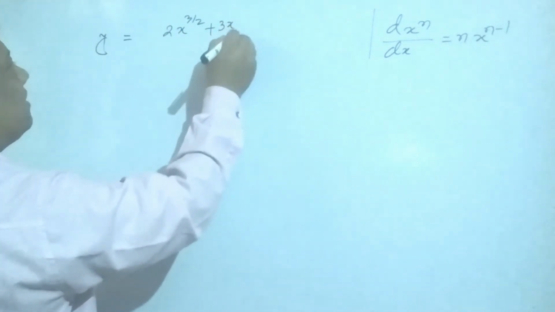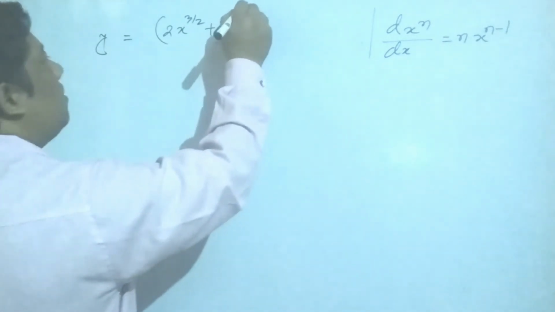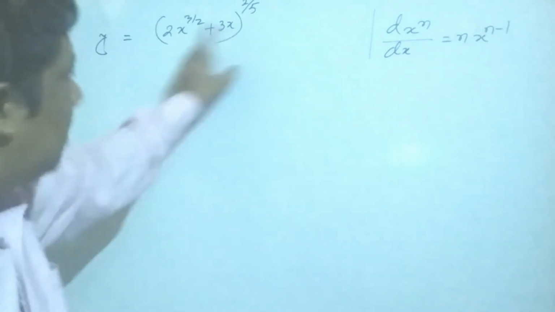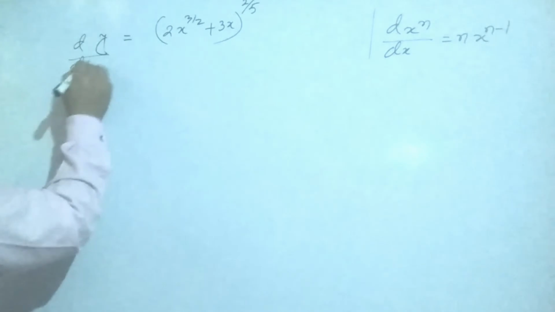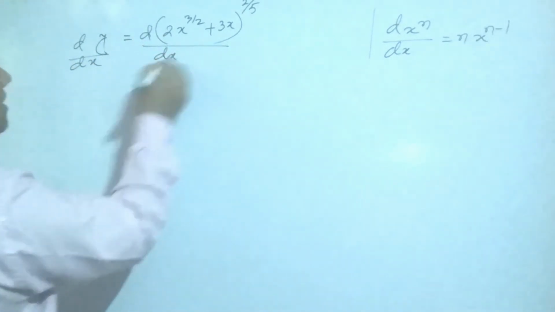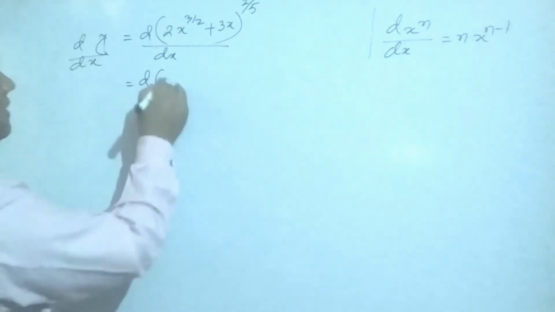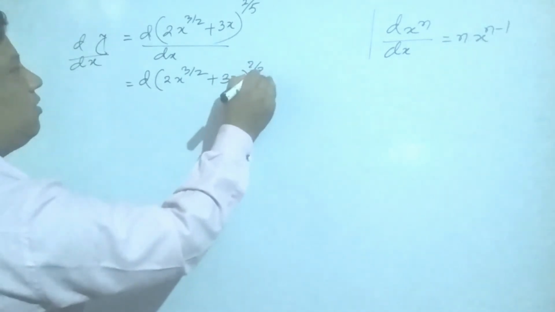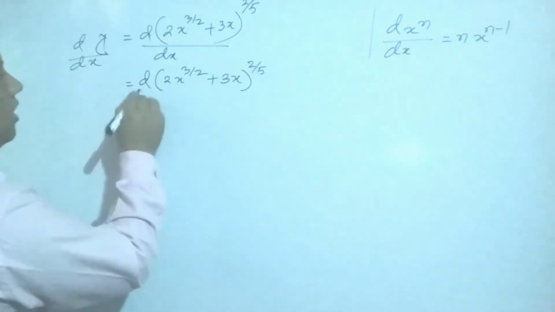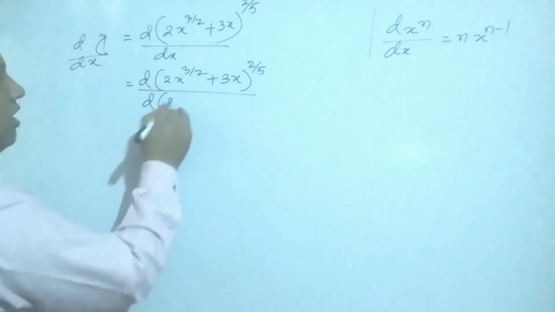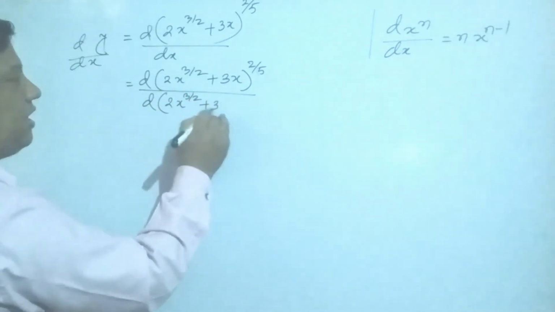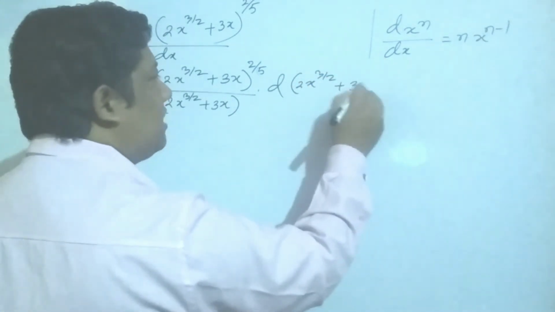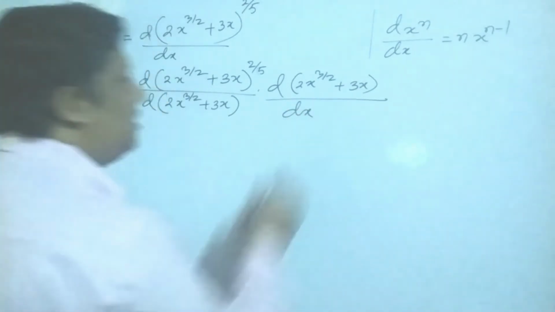I also provide the next question: 3x power 2 upon 5. So my students, since it is the power, you have to do using the same product d upon dx. Now you have to do like this: 2x power 3 upon 2, 3x power 2 upon 5, and same to same power you have to write the denominator 3 upon 2 plus 3x, and this power you have to write like this: 2x power 3 upon 2 plus 3x, and denominator also dx.